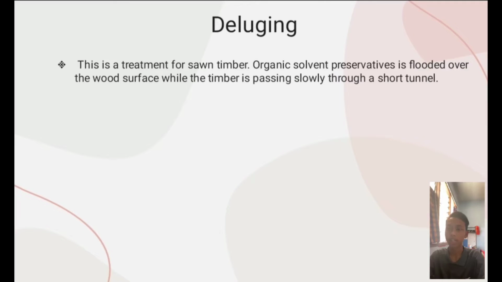And the last is deluging. This is a treatment for sound timber. Organic solvent preservative is flooded over the wood surface while the timber is passing slowly through a short tunnel.